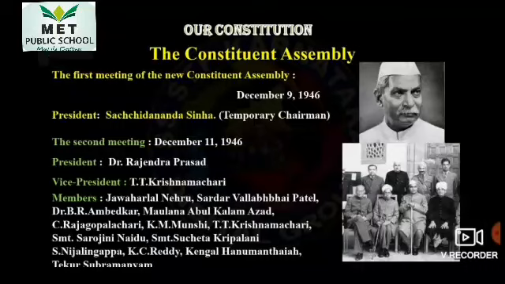The first meeting of Constituent Assembly was held on December 9, 1946, as I already told, and in the first meeting, as a temporary chairman, Sachidananda Sinha became the president of the Constituent Assembly. As I told, the second meeting was held on December 11, 1946, which was presided over by Dr. Rajendra Prasad, and T.T. Krishnamachari became the vice president of the second meeting.